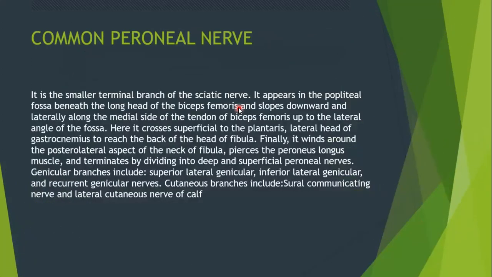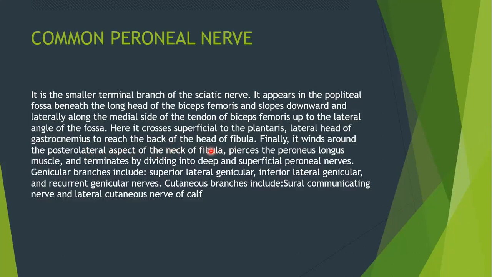So let's look at the common peroneal nerve. The common peroneal nerve is a smaller terminal branch of the sciatic nerve. It appears in the popliteal fossa beneath the long head of biceps femoris and slopes downward and laterally along the medial side of the tendon of biceps femoris up to the lateral angle of the fossa. Now, it usually crosses superficial to plantaris and the lateral head of gastrocnemius to reach the back of the head of fibula. Then it winds around the posterolateral aspect of the neck of fibula.